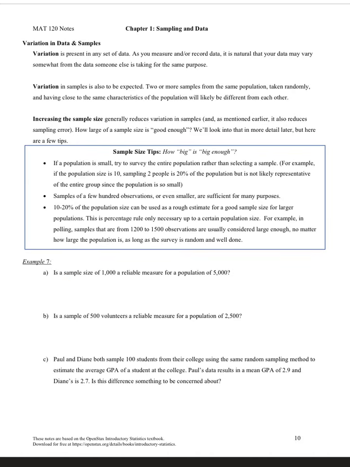Moving down to example 7, letter A, is a sample size of 1,000 a reliable measure for a population of 5,000? And the answer is yes. 1,000 is 20% of the population. For letter B, is a sample of 500 volunteers a reliable measure for a population of 2,500? And in this case, although the 500 is a good number, the fact that people are volunteering is not good. So this sample consists of volunteers, making it a self-selected sample.